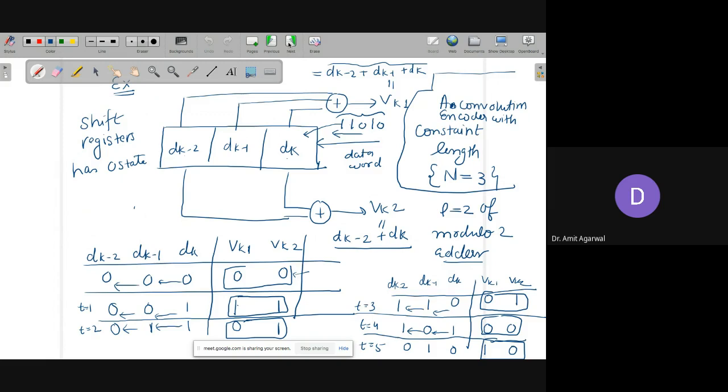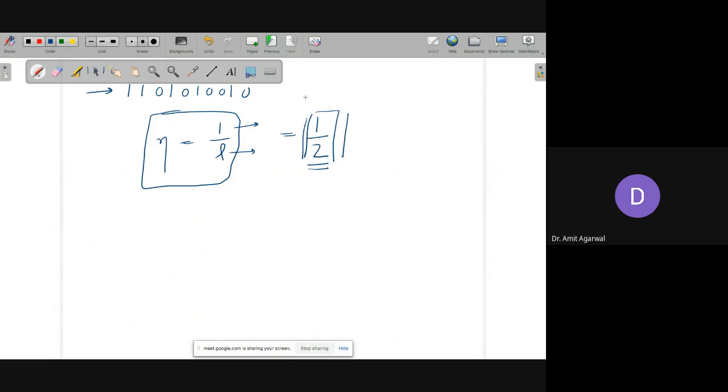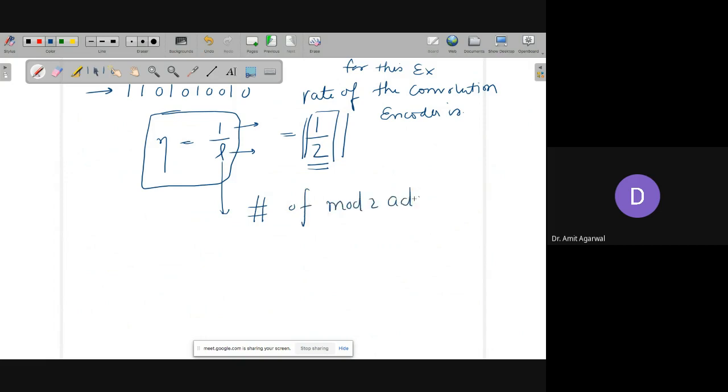So what is the rate? The rate of a convolutional encoder is 1 by L. 1 bit is coming inside and L bits are coming out, so it is around 1 by 2. In this example, the rate of the convolutional encoder is half, because L is the number of modulo 2 adders. So this is important.